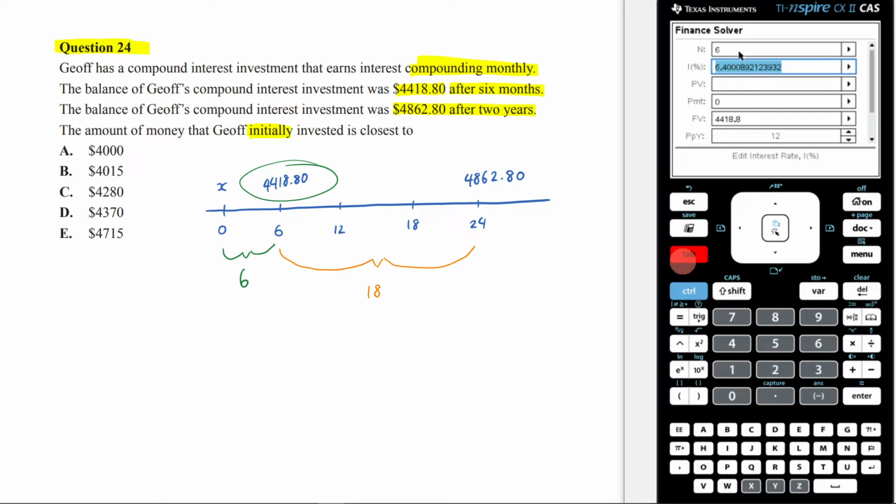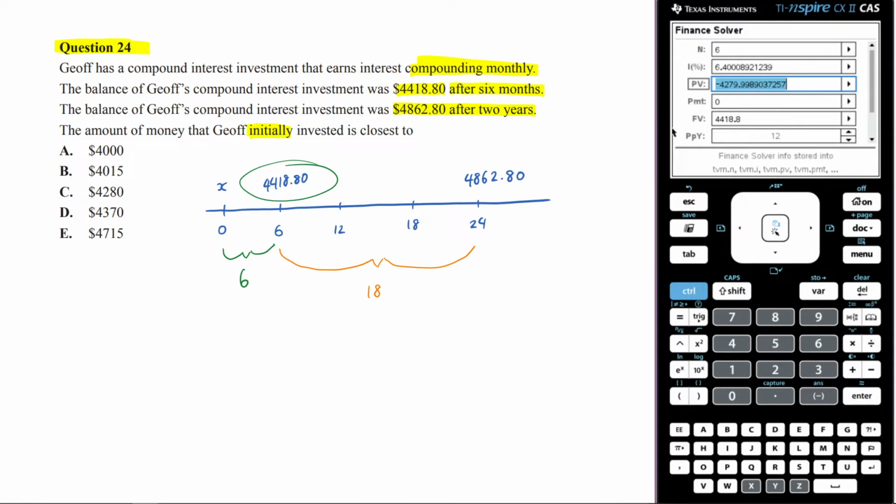Good, good, good. Come back here and PV. It's going to be minus 4279. So that means that's what I must have initially started with. We look over here to what that is closest to, 4279. It looks like that is closest to C here, 4280, because I'm going to have to round it up. So my answer is C. This is one of those questions where you need to start somewhere else and then work backwards like that. Hopefully this little diagram helps you.